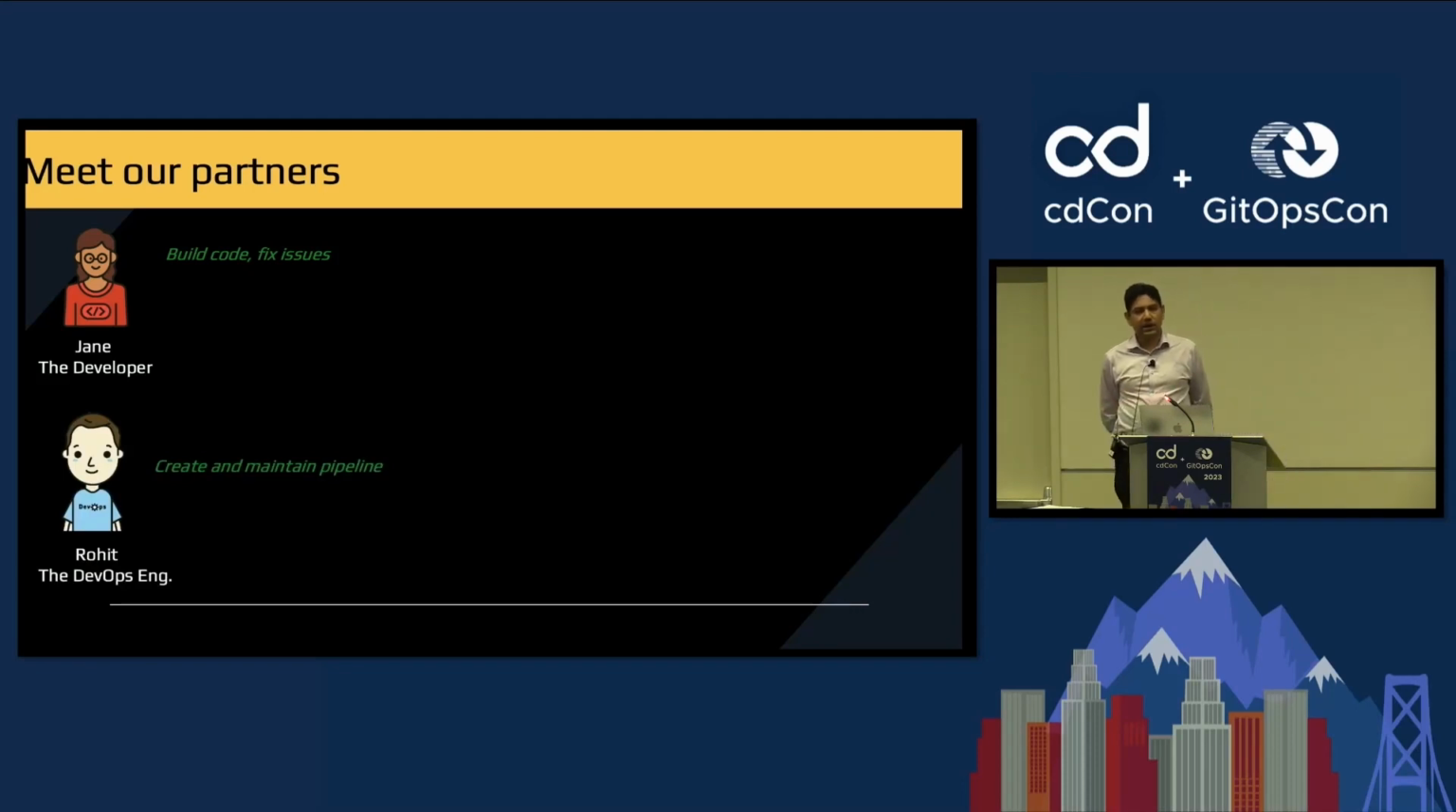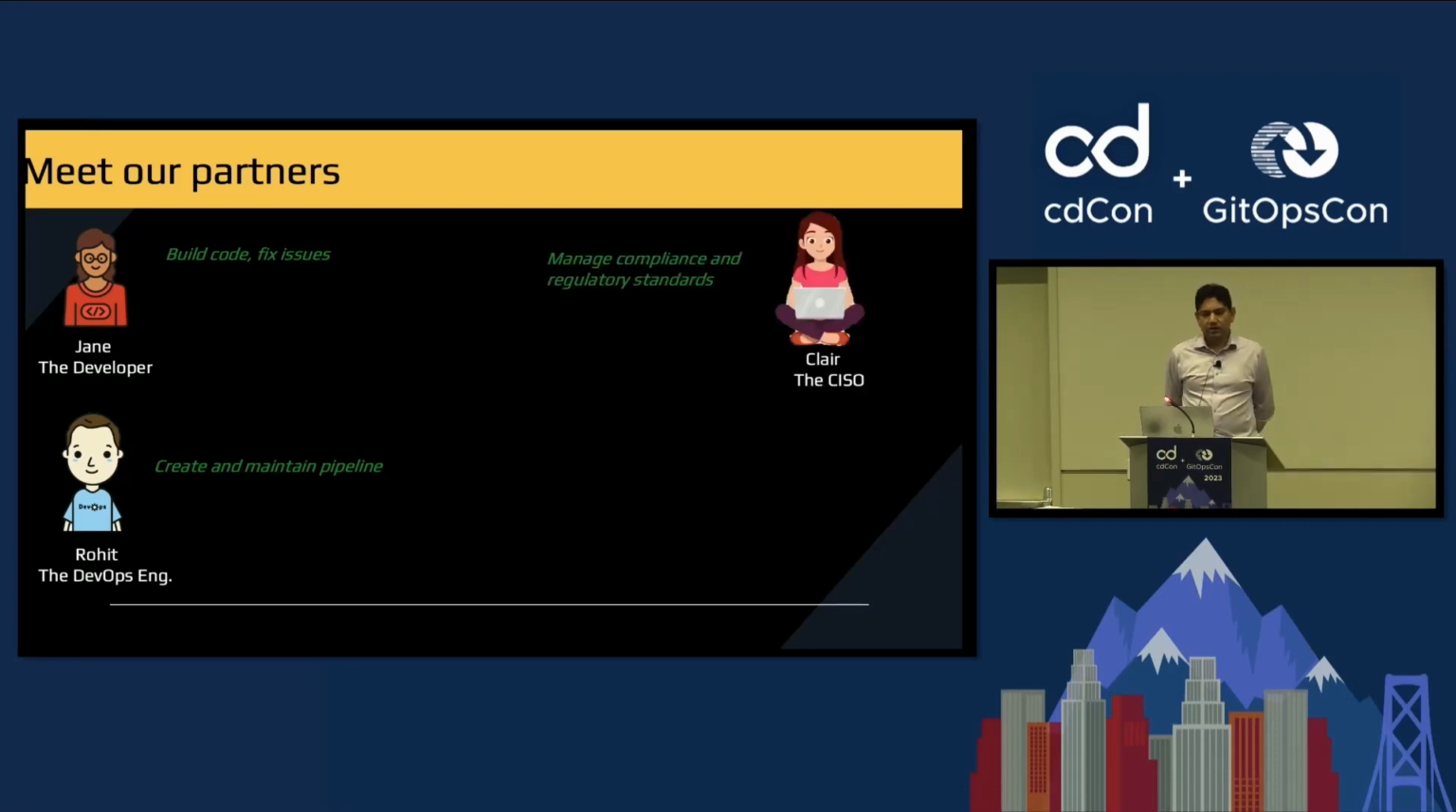Rohit is a DevOps engineer whose responsibility is to manage and maintain the pipeline. Then comes our CISO, the Chief Information Security Officer, right? And her responsibility is to make sure that the required regulatory and compliance standards are met. So the developer engages at the initial stage of the pipeline. The DevOps engineer and CISO look at the later stages of the pipeline.